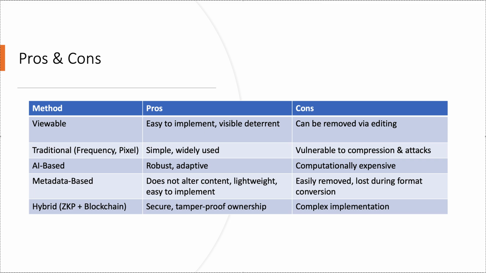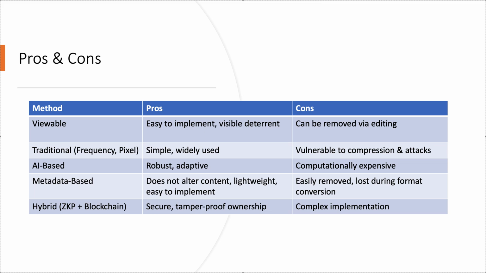But there's a significant trade-off: computational expense. Training these neural networks requires substantial computing power. We're talking GPUs running for hours or days. Even the inference step, actually embedding the watermark, is slower than traditional methods. And you need expertise in machine learning to implement and maintain these systems. For a small business or individual creator, this might be prohibitively expensive or complex.